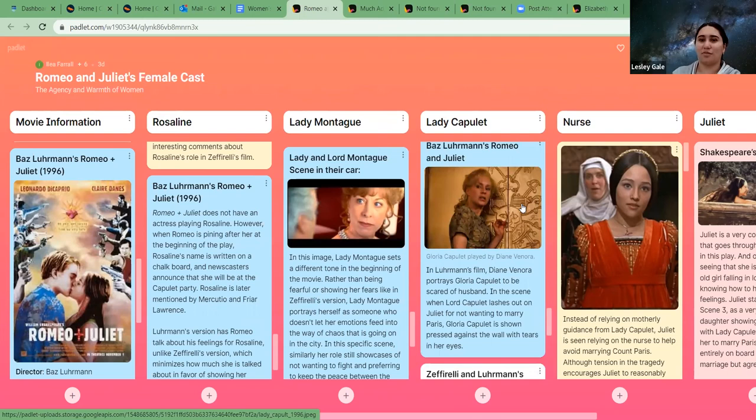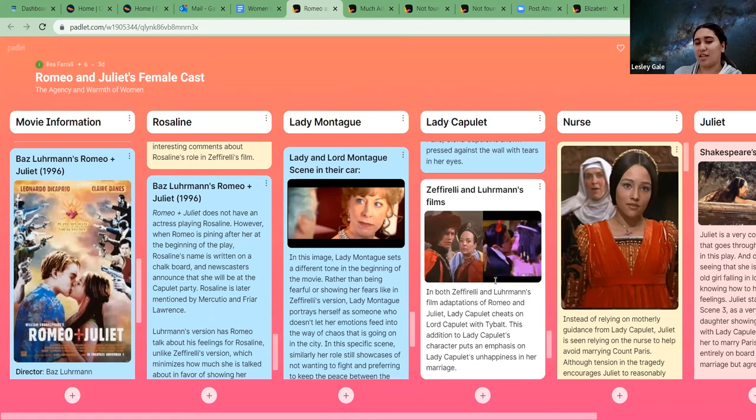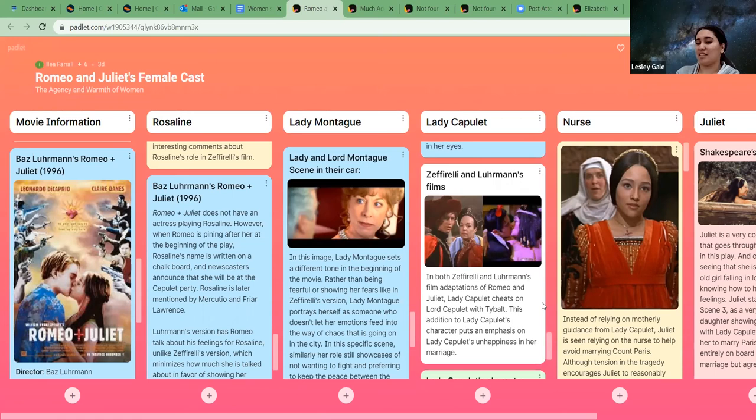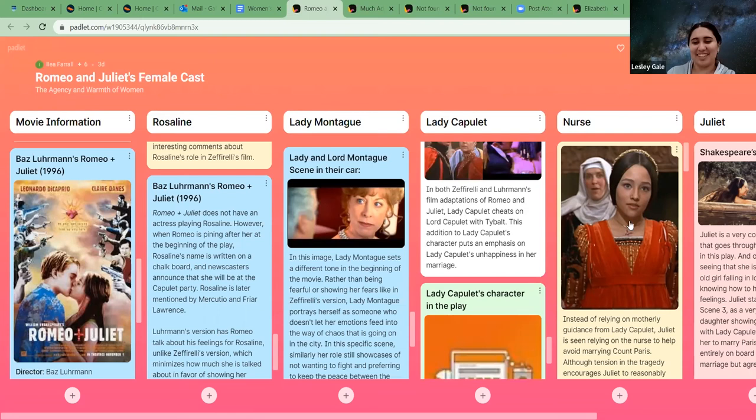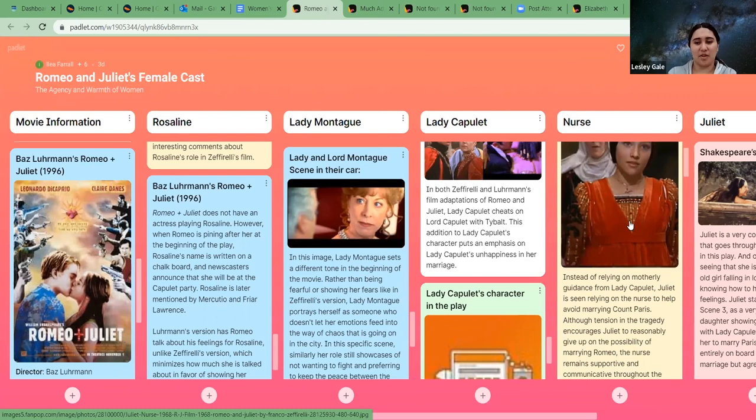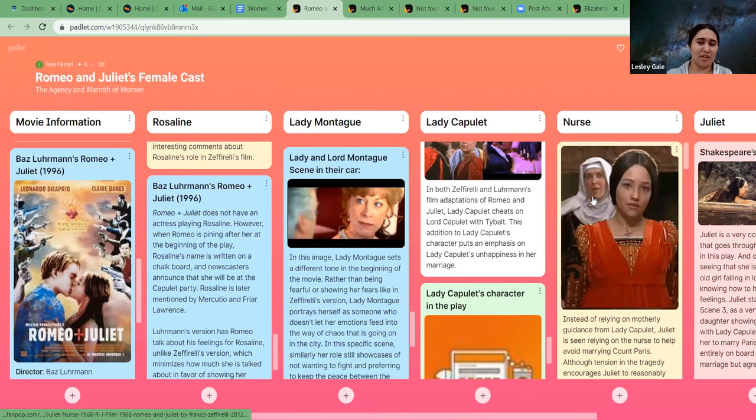What I noticed in both films is that they portray Lady Capulet as a cheater. She cheats with Tybalt. Okay, the nurse plays as Juliet's mother. You can see here, the nurse standing behind Juliet while she talks to her mother, Lady Capulet.